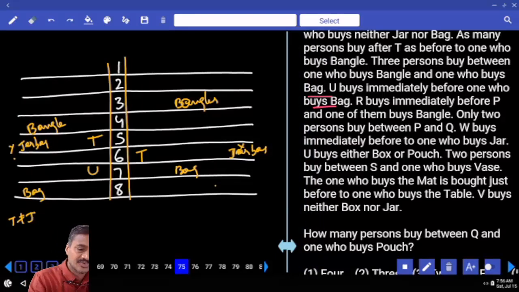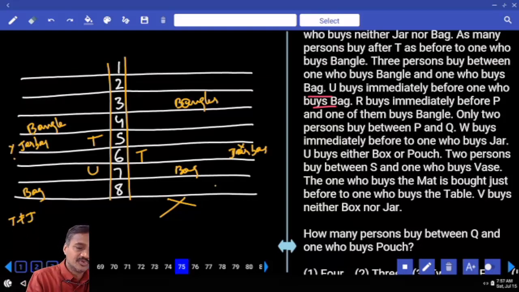U is immediately before the one who buys bag. In this case U before the one who buys bag is ruled out. And so this case is ruled out. Now we are left with this one. Once you have done this, and if at all it is invalid, then you need to take the remaining 2 possibilities. Okay? Then R buys immediately before P and one of them buys bangle.